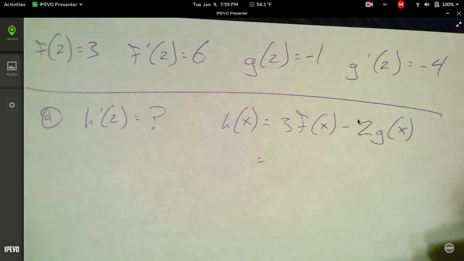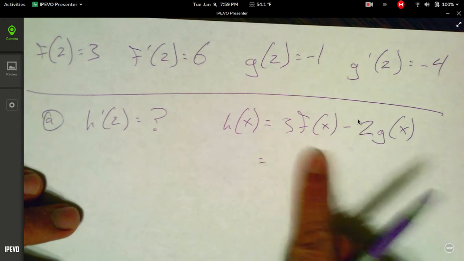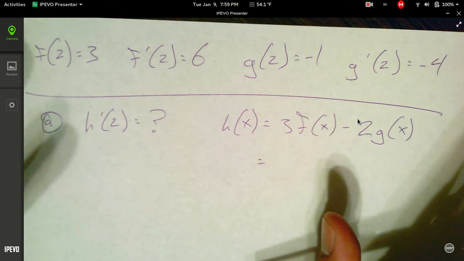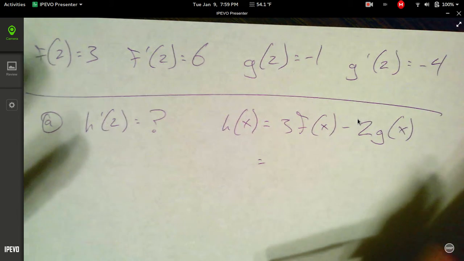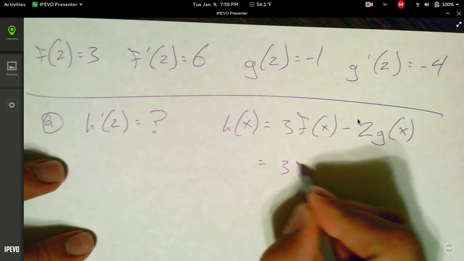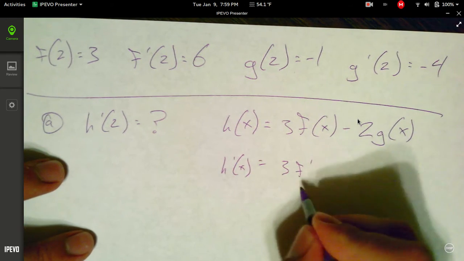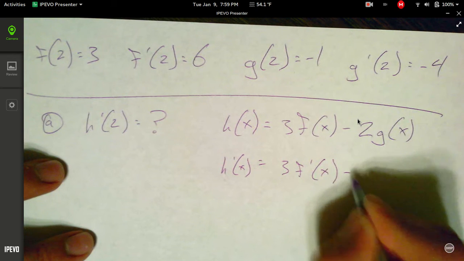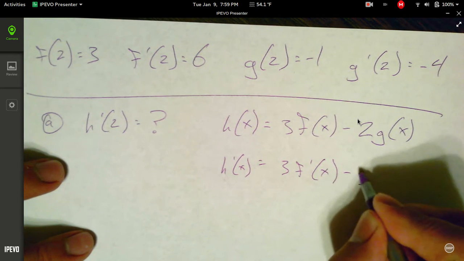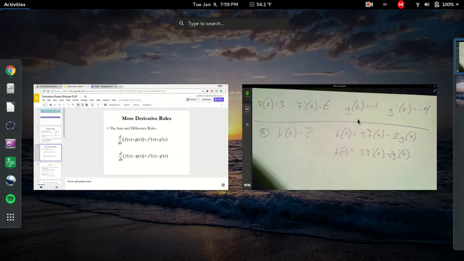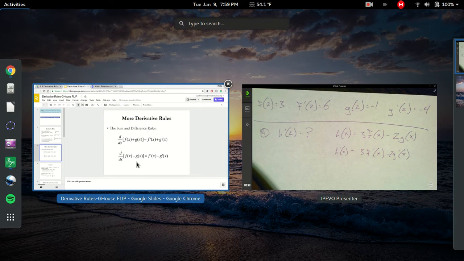We have a sum here. We actually have a difference here. So we can write this as the difference of the derivatives. So h prime of x will be equal to 3 times f prime of x minus 2 times g prime of x. Okay, and that comes directly from our difference rule that we have here for derivatives.